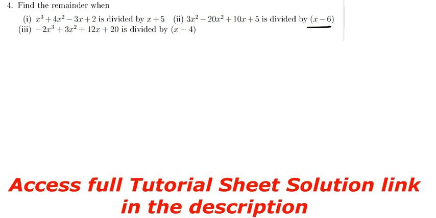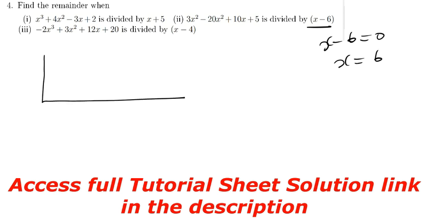I have to get the divisor: x minus 6 equal to 0, so x is equal to 6. Then using synthetic division, I'll put 6 here and I'll put these coefficients in order. So I have 3, negative 20, positive 10, and positive 5. Bring 3 down. So 3 times 6 should be 18.